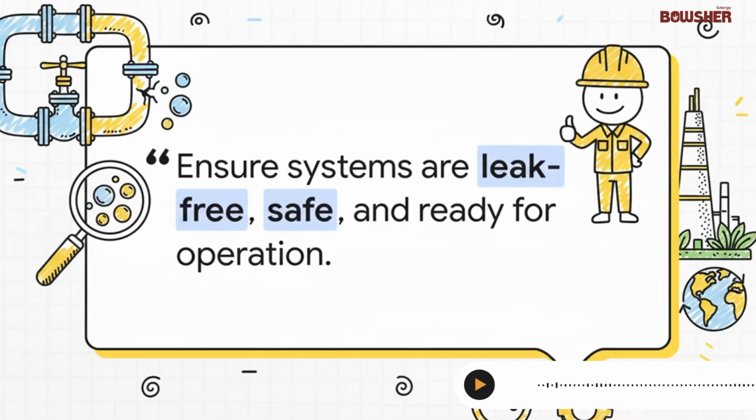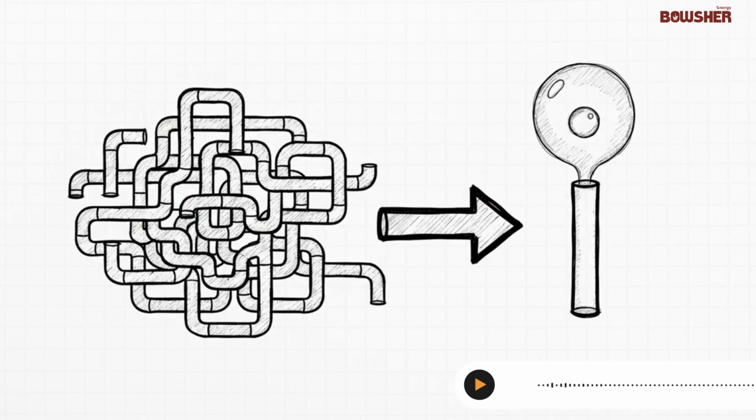And this quote right here, it really sums up the whole philosophy. At the end of the day, this isn't just about finding bubbles. It's about asset integrity. It's about making sure a system is leak-free, that it's safe, and that it's ready to do its job. It's about protecting people, the environment, and the business itself. So if there's one big thing to take away from all this, it's the power of simplicity.